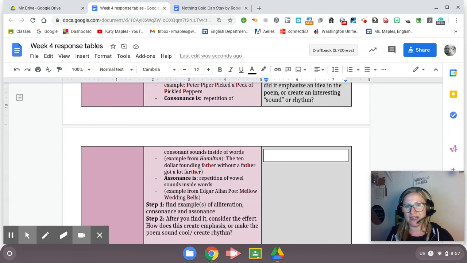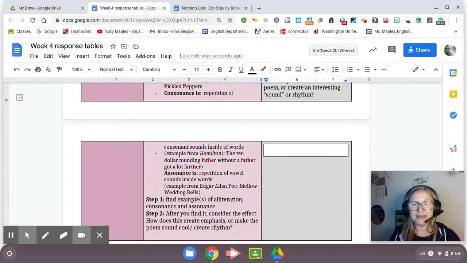So I was trying to find an example, and I love the play Hamilton, and there's a line from the title song that says, the $10 founding father without a father got a lot farther. There's a repetition of a th sound in it, and it creates this rhythm. The $10 founding father without a father got a lot farther.